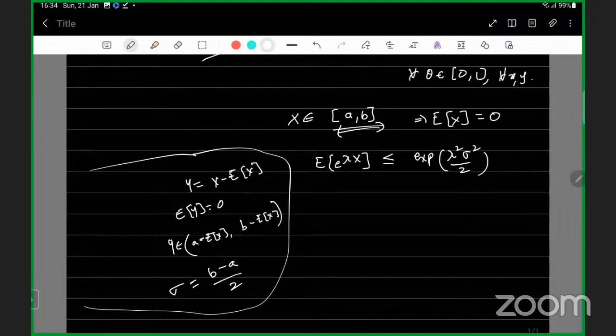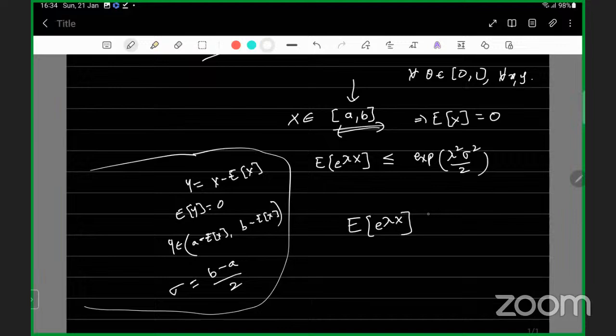So if expected x is 0, now, if you want to understand this, we want to prove for any distribution between A and B, which has bounded support from A to B. So the first step would be to understand that if you look at e power lambda h, for every distribution of h, you'll get a different value, right?